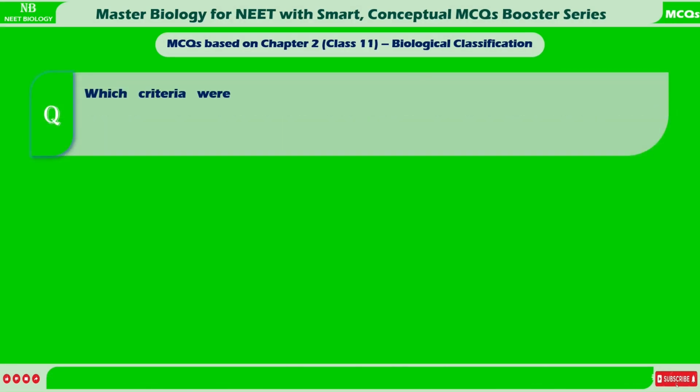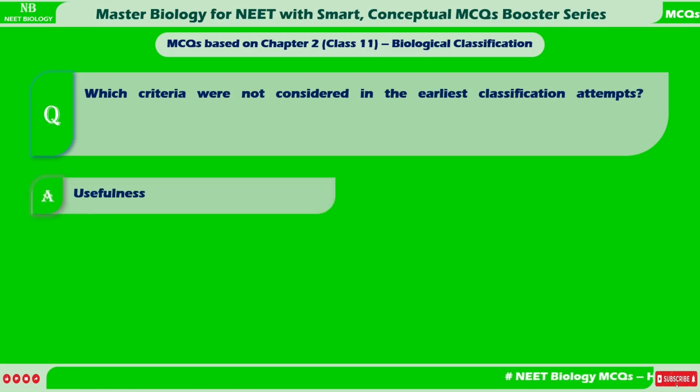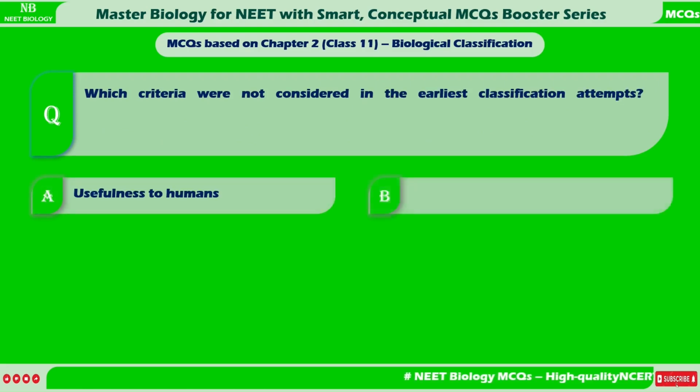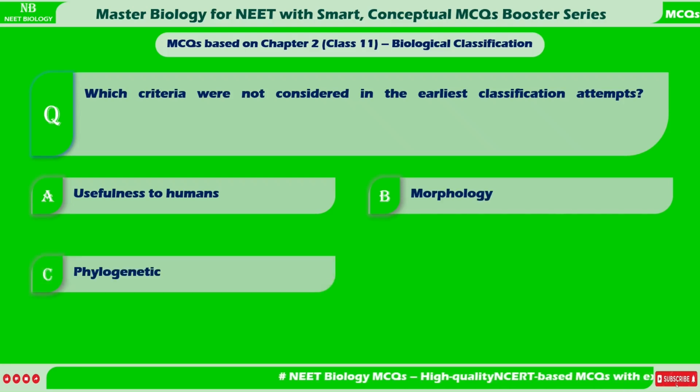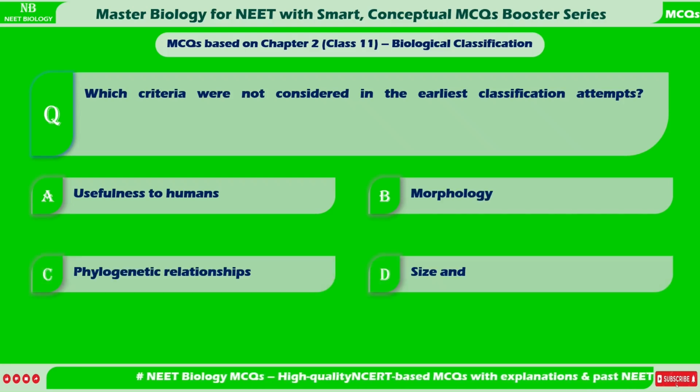Which criteria were not considered in the earliest classification attempts? A. Usefulness to humans, B. Morphology, C. Phylogenetic relationships, D. Size and shape.